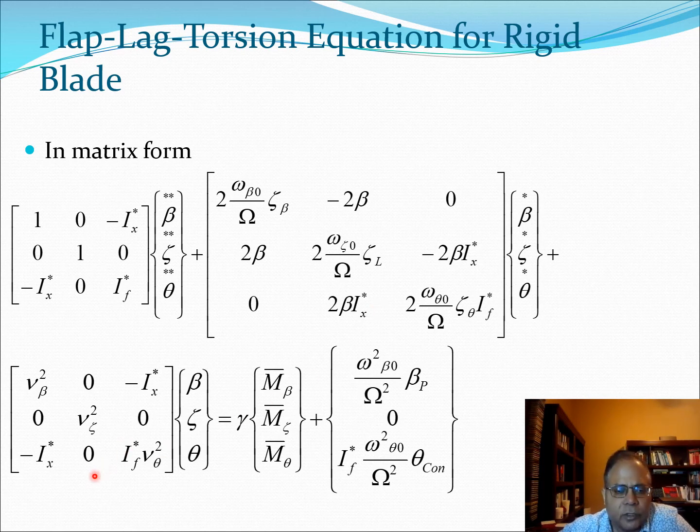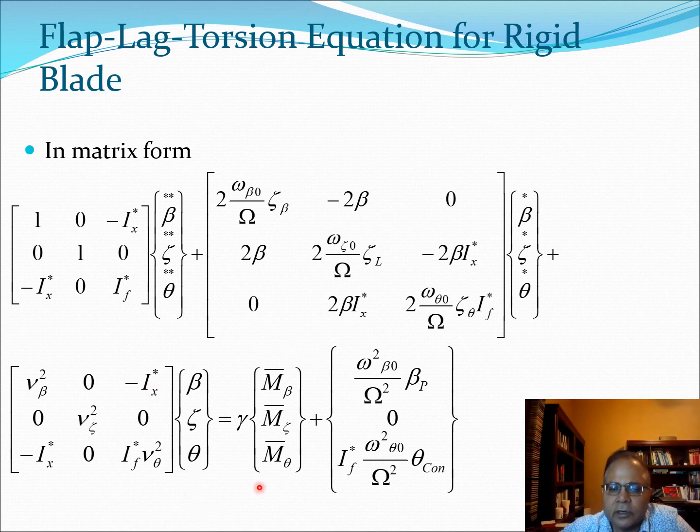Now we come to the stiffness part here. The stiffness part, again, we see the normal frequencies are all here. The frequencies for flap, for lag, for torsion. But again, the coupling is present due to the Ix star here in the 1 and 3 components. So again, that's coupling your flap and torsion.